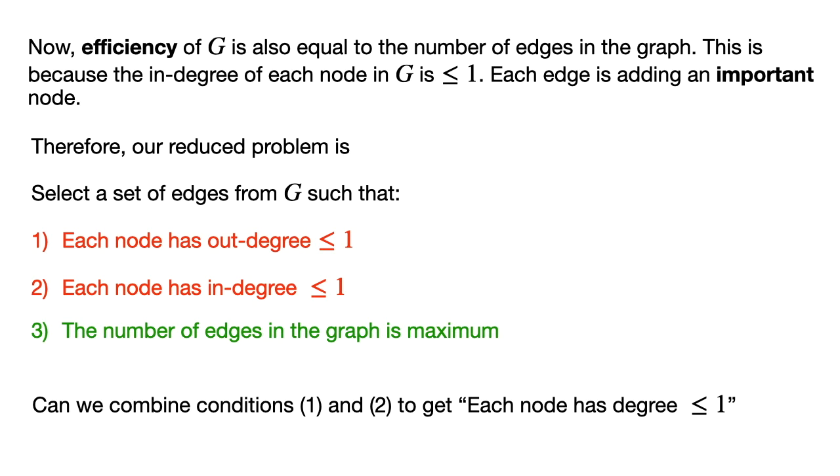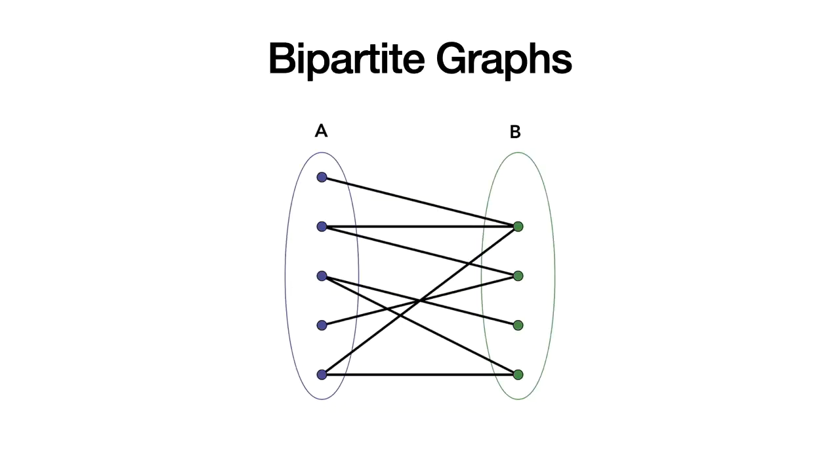Now, can we combine conditions 1 and 2 to get the final condition, each node has degree less than or equal to 1? And the answer is of course yes. But to do this, we're going to have to explore something called bipartite graphs. A graph is called a bipartite graph if its nodes can be divided into two disjoint sets. Let's call them set A and set B. Now, there can be edges between nodes in different sets.